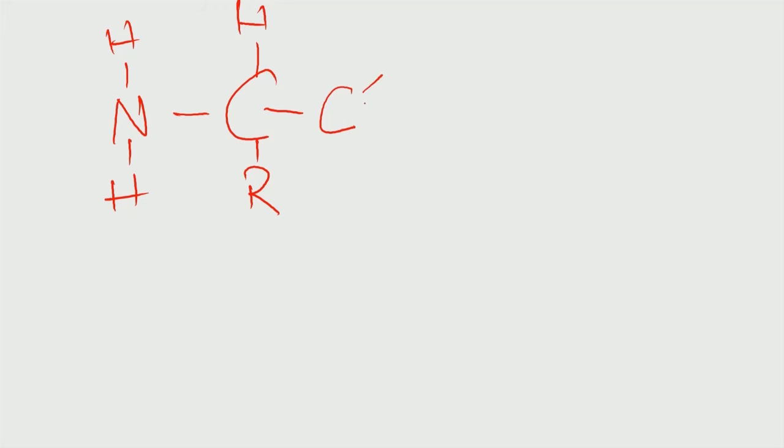You have a central carbon atom, you have an amide group. So, you have a nitrogen and 2 hydrogens. This carbon atom has one organic radical, this is R, and one hydrogen atom, and you have a carboxyl group here. Carboxyl group means COOH, and this C you can essentially write as COOH. So, this is OH.